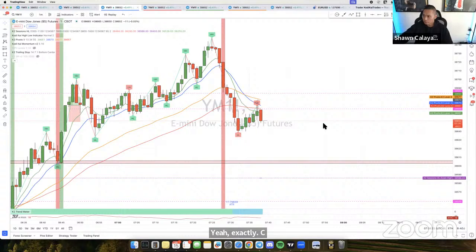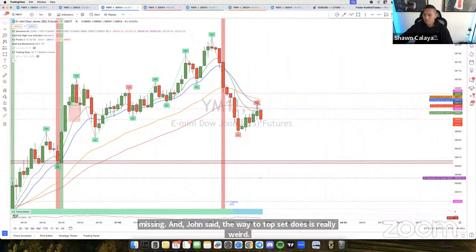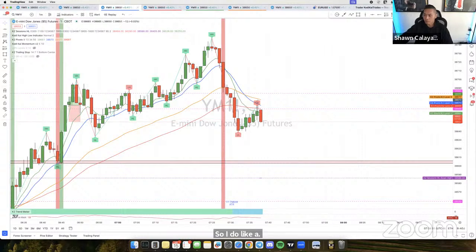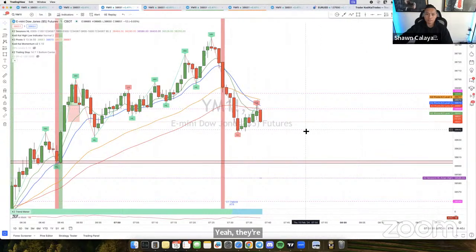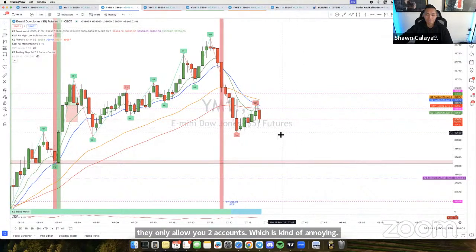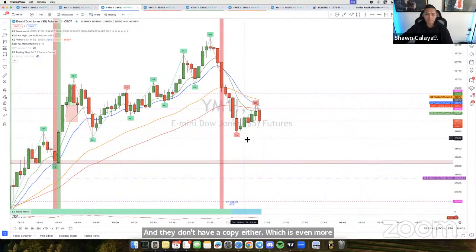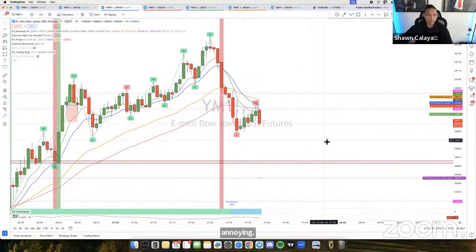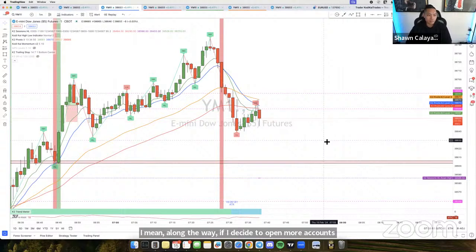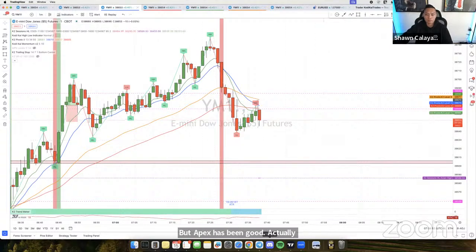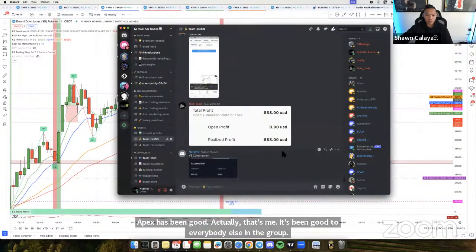So let's see if there's anything else here that we're missing. Yeah, Dijon said the way Top Step does it is really weird, so I do like Apex. Yeah, their drawdown on Top Step is kind of weird, and they only allow you 2 accounts, which is kind of annoying. And they don't have a copier either, which is even more annoying. Yeah, I'll keep that for later. Along the way, if I decide to open more accounts with different funding companies, I will. But Apex has been good. It's been good to me. It's been good to everybody else in the group. So we're gonna stick with Apex. That's gonna be our main driver right now.